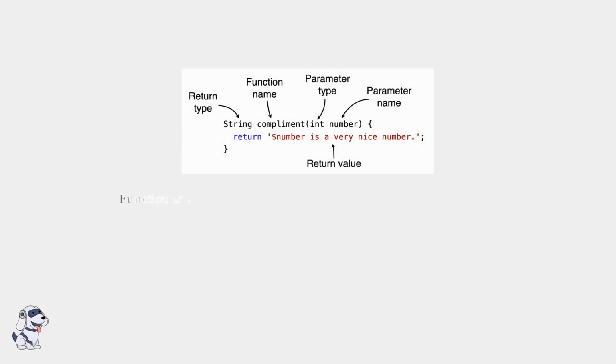Understanding function parameters and return types is crucial for writing effective Dart code. Parameters define what data a function needs, while return types specify what data it gives back. Let's examine the general structure of a function. Every function has a return type, a name, parameters in parentheses, and a body enclosed in curly braces.